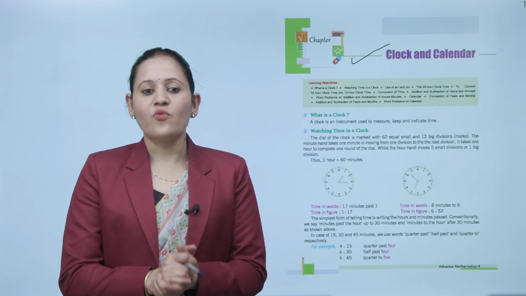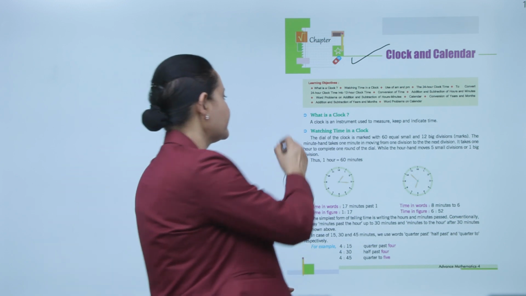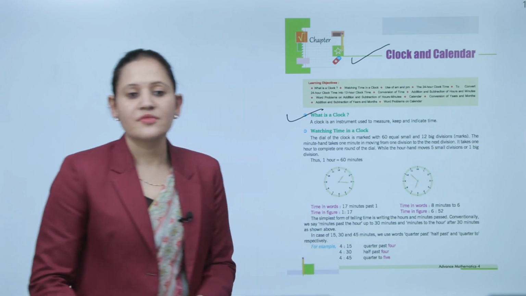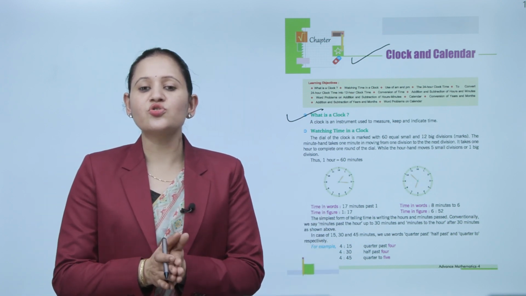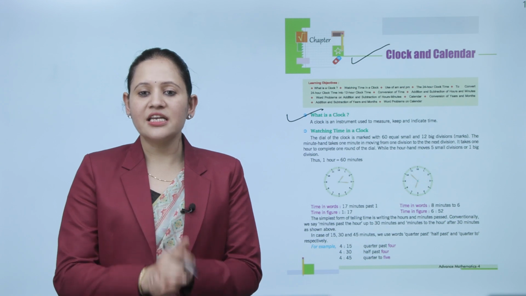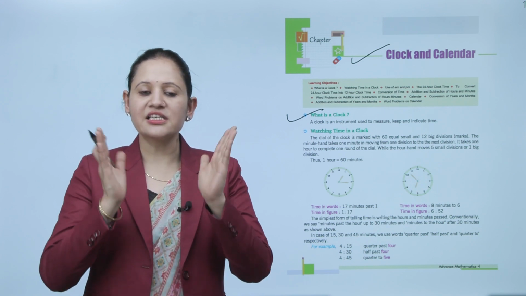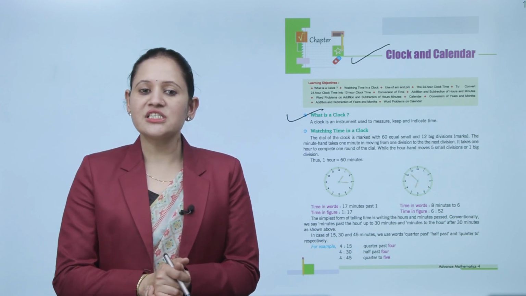Next is, what is a clock? Clock is an instrument used to measure, keep and indicate time. Clock ka use ab kya karte hai? Time dekhne ke liye. Next is, watching time in a clock.